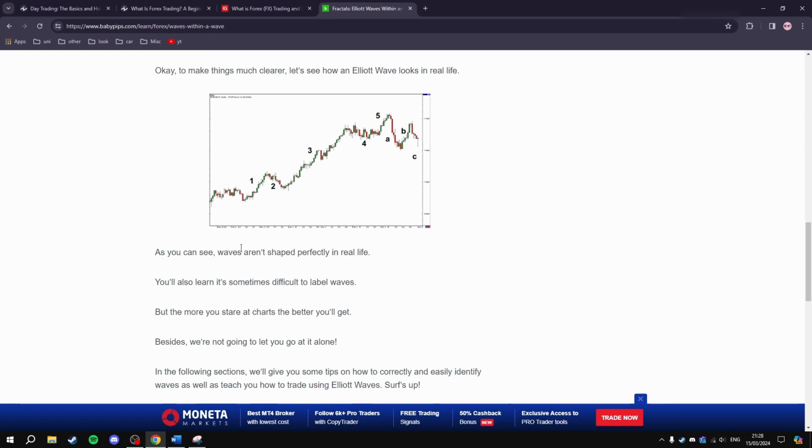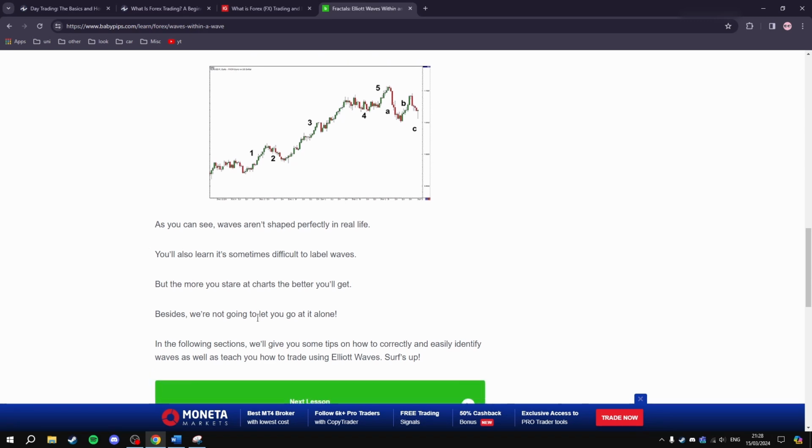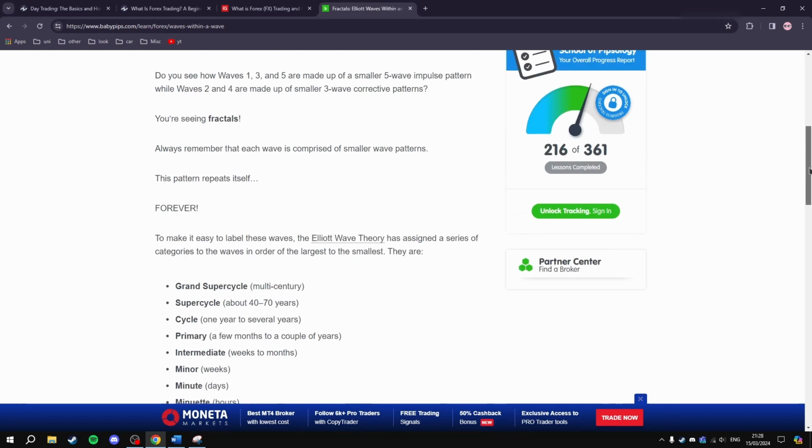As you can see, waves aren't shaped perfectly in real life. You will also find it's sometimes difficult to label waves, but the more you stare at charts, the better you'll get. Besides, we're not going to let you go at it alone. In the following sections, we'll give you some tips on how to correctly and easily identify waves, as well as teach you how to trade using Elliott waves. Surfs up.